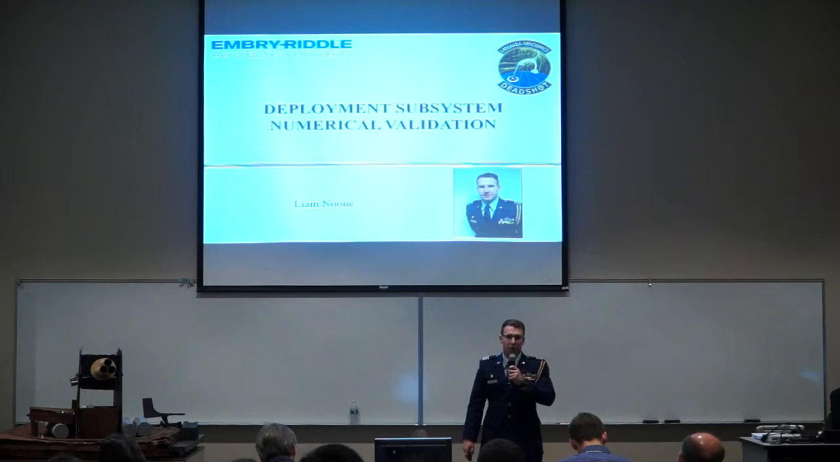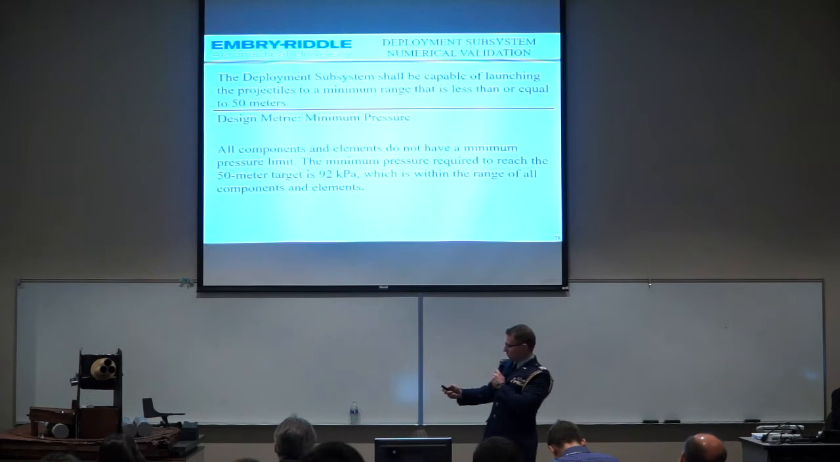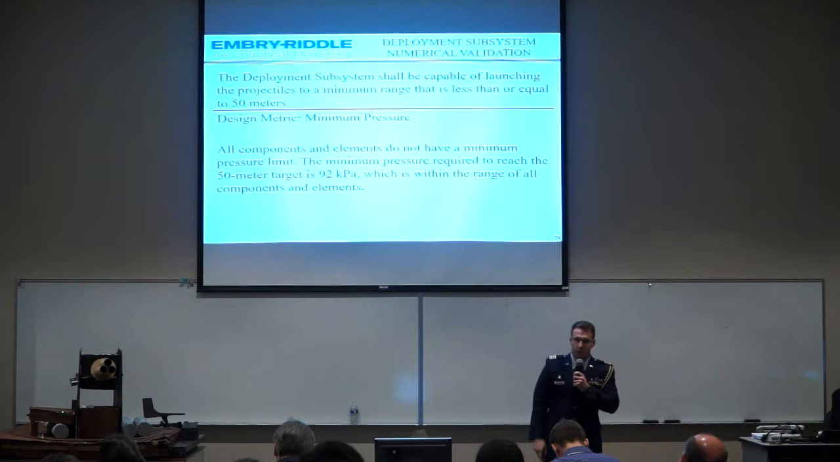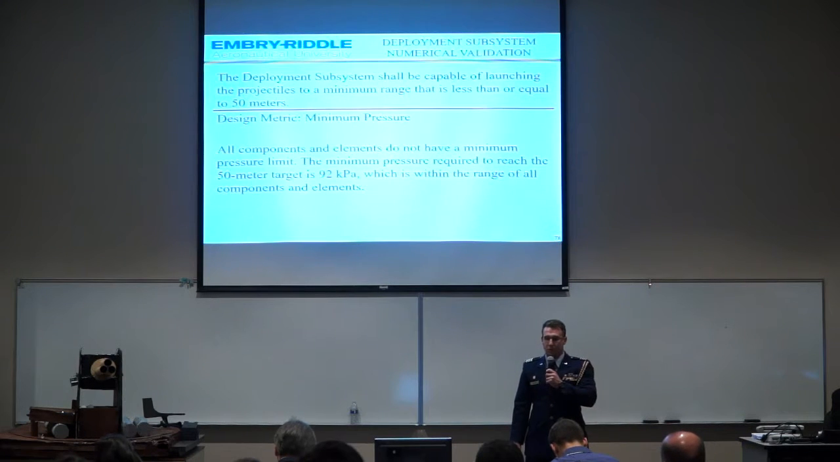Thank you, Vincent. Good afternoon, everybody. Like you said, I am Liam Noon, and I'll be talking about the deployment subsystem numerical validation. So, same format as before. There'll be the requirement up above with the design metric underneath, and then we'll talk about how we validated that requirement. So to start off, the deployment subsystem shall be capable of launching projectiles to a minimum range that is less than or equal to 50 meters.